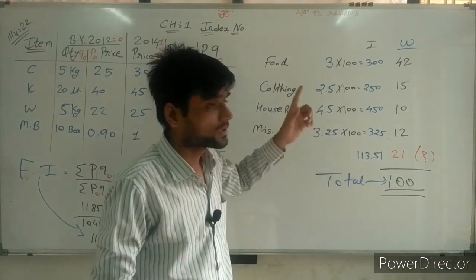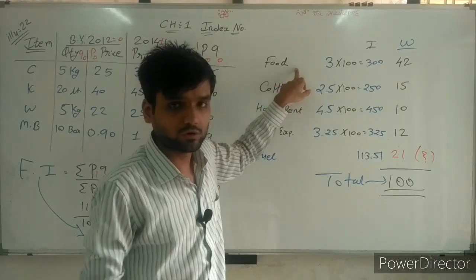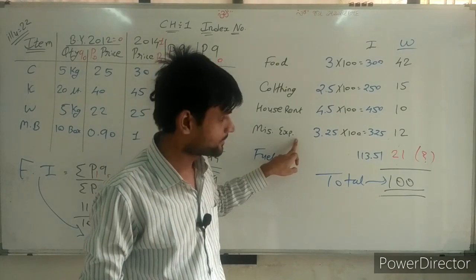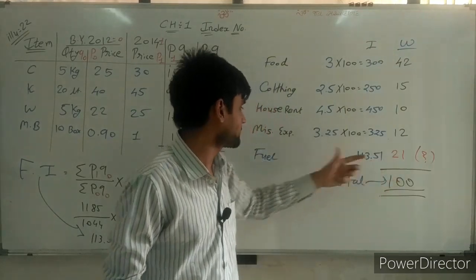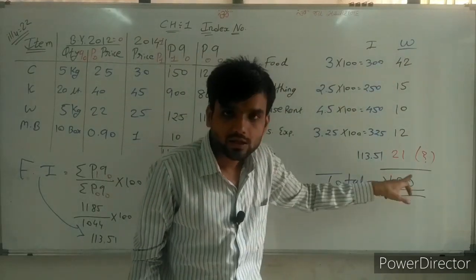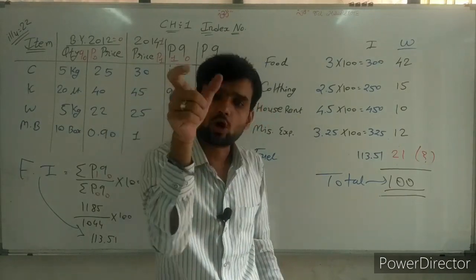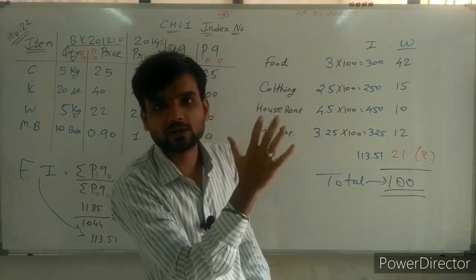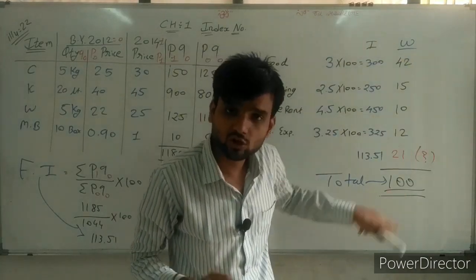Now against it, the total percentage of expenditure is given. 42% on food, 15% on clothes, 10% on house rent, 12% on miscellaneous expenditure. Total 100%. From this 100%, 79% is deducted. 21% is the fuel expenditure. So it is W, weight. How many percentage is spent on a particular group of expenditure? That is W. So I have a value of I and a value of W also.